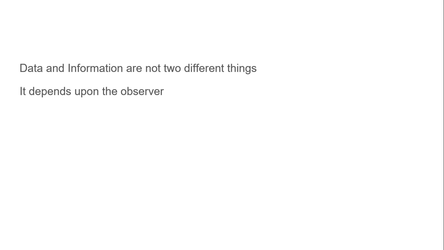So one thing that you must understand is that data and information are not two different terms. Data and information are two similar terms, but it depends upon the observer. Sometimes data becomes information, and sometimes information becomes data. It depends upon the scenario and the observer.